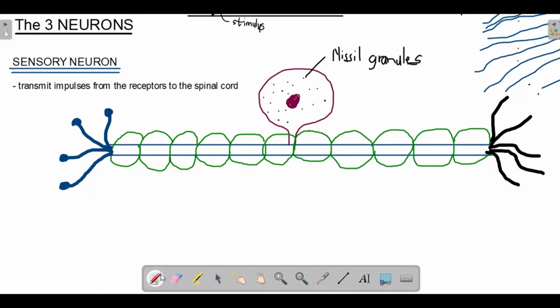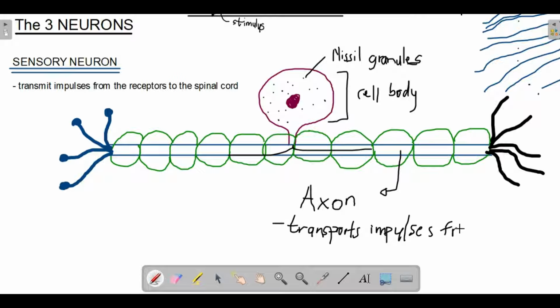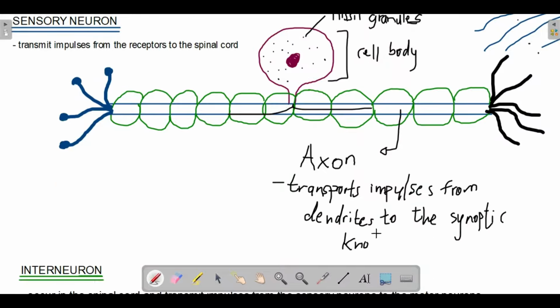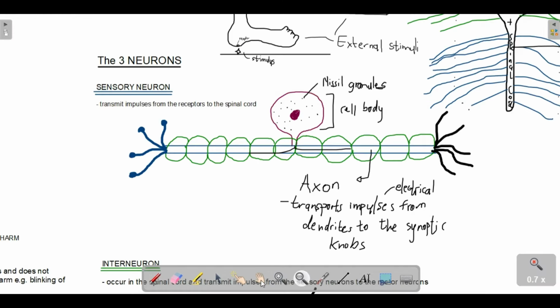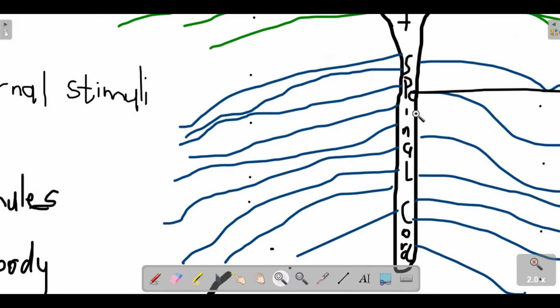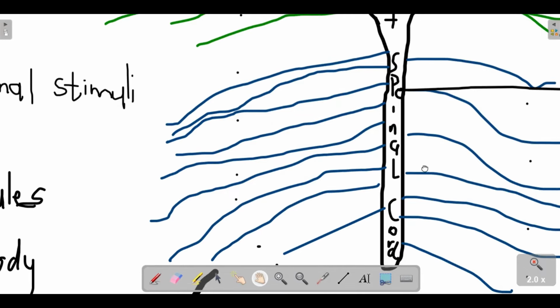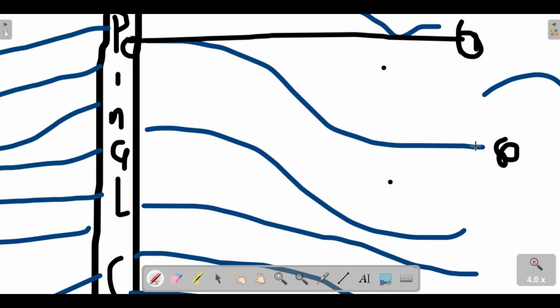This is the whole cell body. The cell body has outgrowths, so it continues on as this elongated structure right there, which we call the axon. The axon transports impulses from the dendrites to the synaptic knobs. An impulse is basically a message, an electrical message that is transported, and the goal is that we need to transport this electrical message or impulse to the spinal cord. Remember that these neurons are inside these nerves.